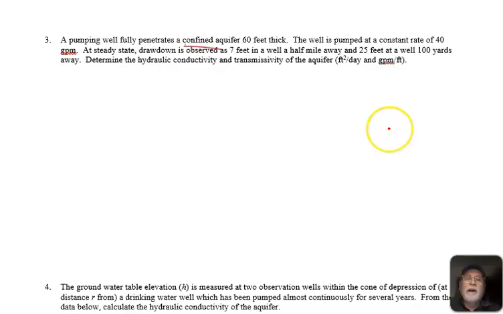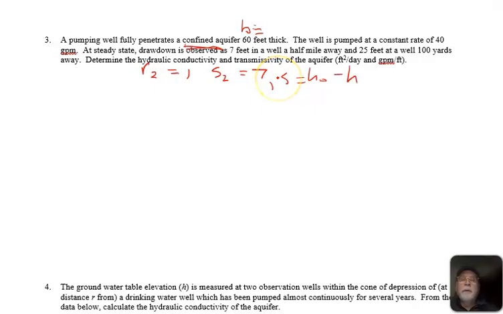Next problem, we have a confined aquifer. We have an aquifer thickness of 60 feet. The well is pumped at the rate given there, and drawdown was observed at 7 feet. So R2 is 5,280 divided by 2, half a mile, with a drawdown of 7 feet. Drawdown is initial head minus head after pumping. So we have that at 2 points: at half a mile, and then at 100 yards, where we have a drawdown of 25 feet.